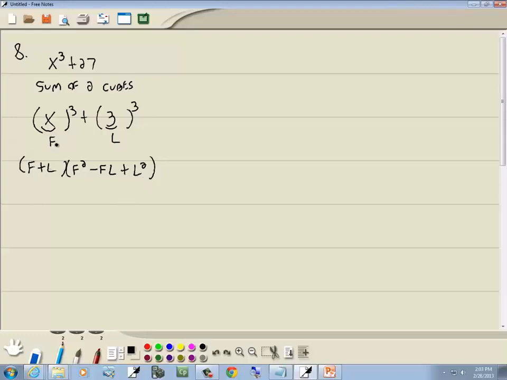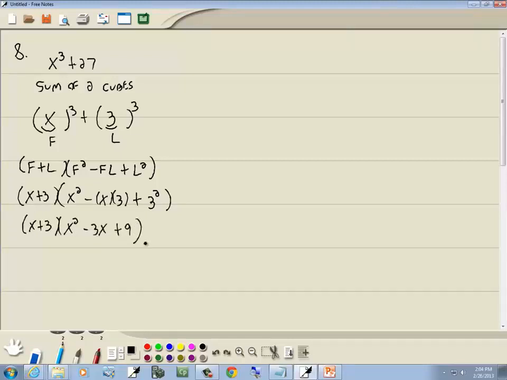Now, wherever I have an F, I'll put an x, and everywhere I have an L, I'll put in 3. So we have x plus 3, and then we have x to the second power minus x times 3 plus 3 to the second power, which gives us x plus 3 times x squared minus 3x plus 9. Now this looks like you could use the PSD method on it, but you can't. Unless it's just totally bizarre. I've never been able to use a PSD or key number to go further on these, for the sum of two cubes and difference of two cubes.